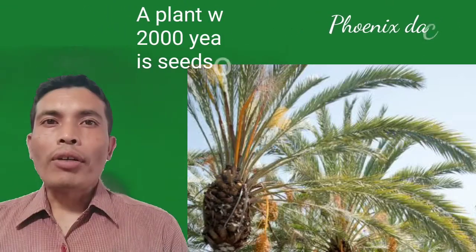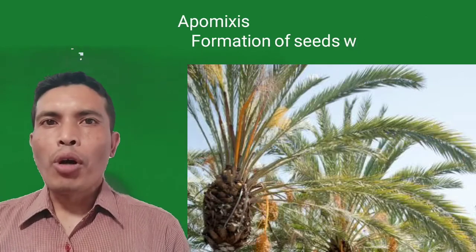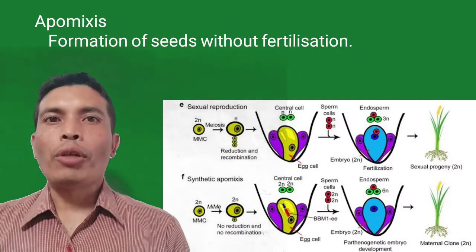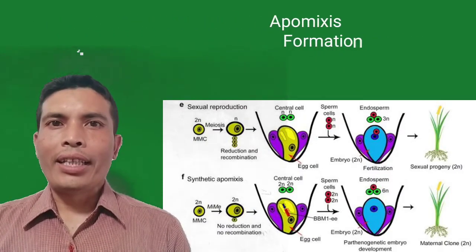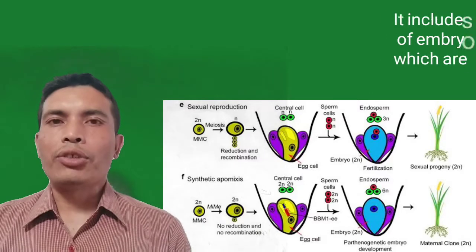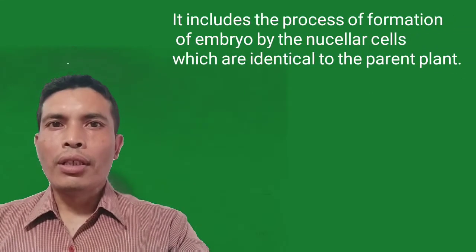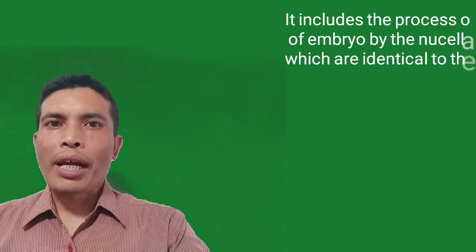Right? Let us know about apomixis now. Apomixis is a modified form of reproduction in which seeds are formed without fertilization, without fusion of gametes. It includes the process whereby a diploid cell of the nucellus develops into an embryo, giving a diploid seed with a genetic constitution identical to the parent. The organism that reproduces by apomixis is called an apomict.